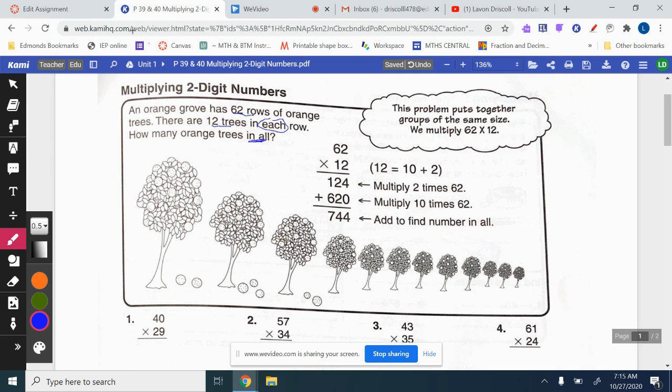And now what they should tell me is this number right here is really a multiplying 62 times 2. And this number right here, I multiplied 10 times 62. So they put a placeholder 0 because that was in the tens place. Then we add those numbers up and get 744.